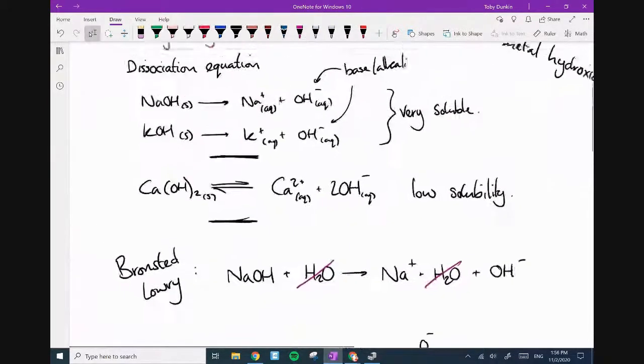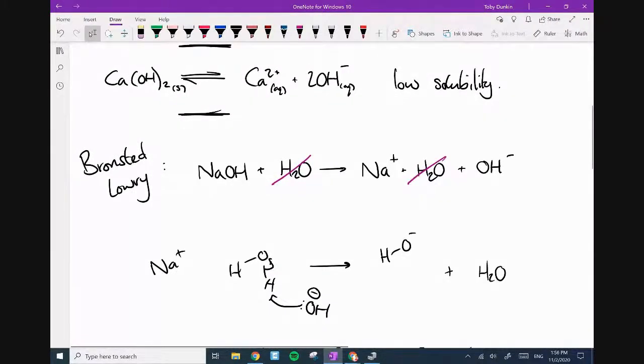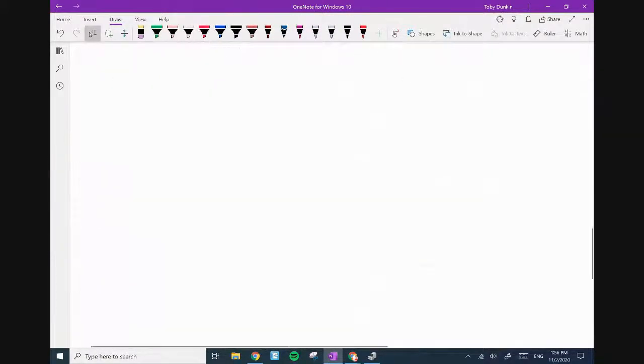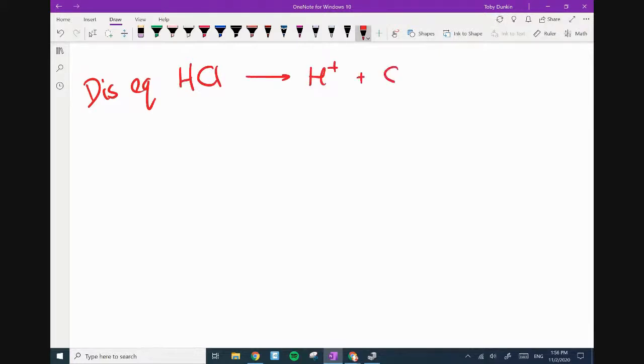Hence why you have the original dissociation equation, and these questions don't really exist. Now, just to remind you of this in the acid world, so I'm going to skip past those questions. In the acid world, we get the dissociation equation. So let's do the dissociation equation for HCl. That's just going to form H+ and Cl-.